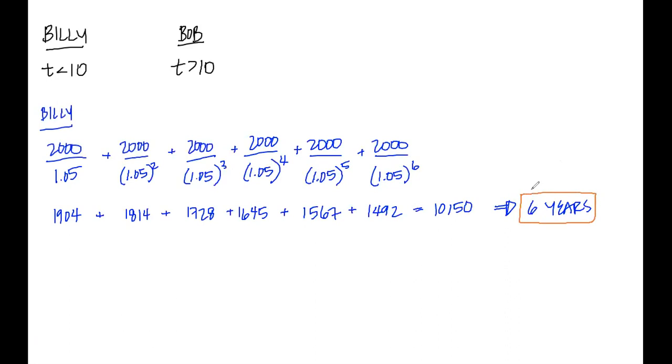So if he was only looking to do the bare minimum just to cover the cost of the training program, then he should only work 6 years. And then we do the same exact thing for Bob, but we know for Bob's case, he's going to be in a range somewhere greater than 10 years. So we would have this time 1,000 in the numerator, and then 1.05.